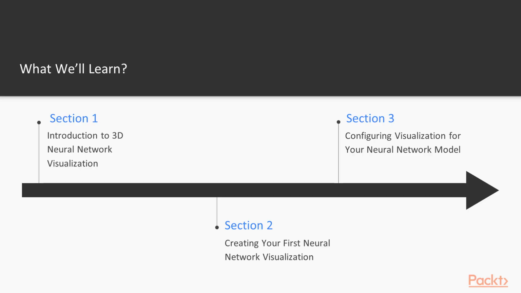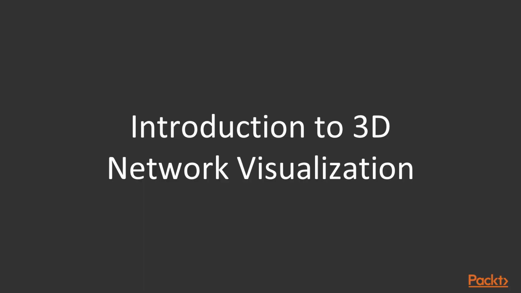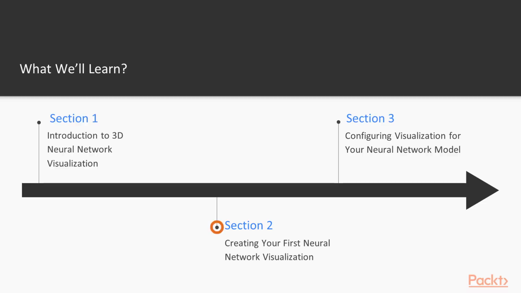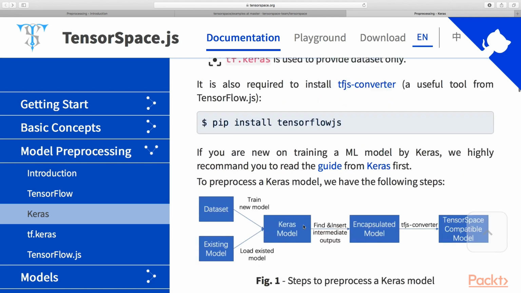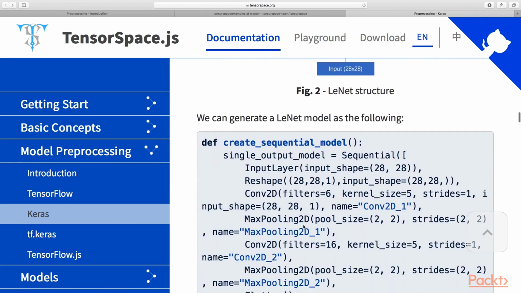We have only 3 sections in this course, and we'll start with section 1 just to give you some idea, some context about 3D network visualization, why that might be useful, and the main benefits behind them. Then we will switch to section 2 and get started with creating our visualizations. Specifically, we will create our first neural network visualization of our model.